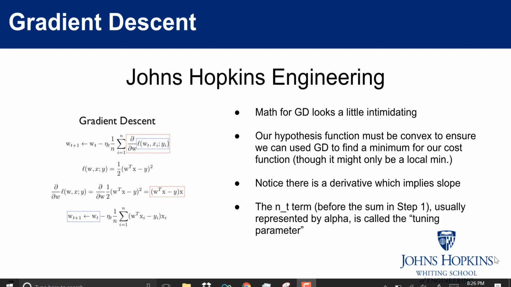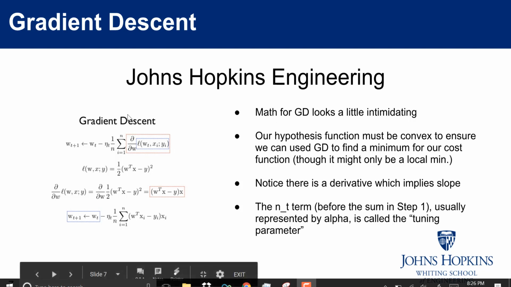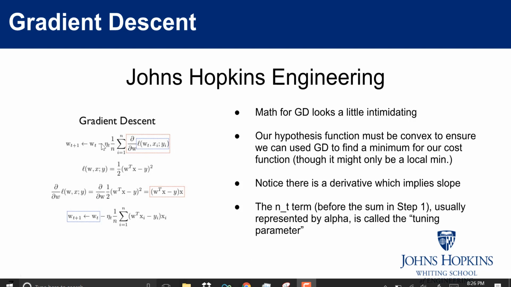Okay? And the one other thing I wanted to point out here is if you look in front of the summation in the first line, you see the fraction 1 over n, and there's a little funny looking term right in front of it. Usually we'll represent this with the alpha symbol, and this is an important thing. It's called the tuning parameter, and it's going to control how fast we actually do the gradient descent. And we'll see in the next slide why that's important.